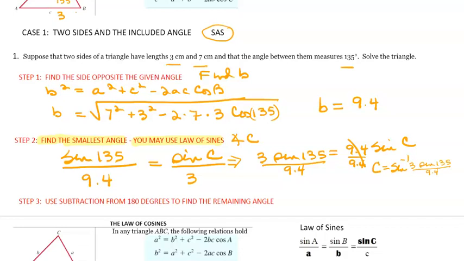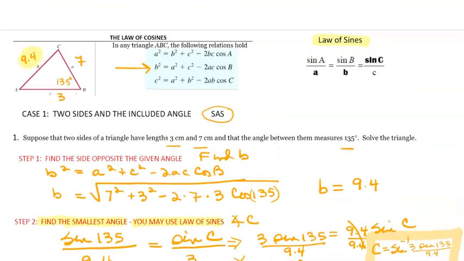So this right here in the orange box, this piece of it goes in my calculator. Let me get rid of some of that extra orange. Okay, so I'm going to say second sine, which gives me sine to the negative 1. I'm going to write in 3 times the sine of 135, close those parens around the angle, and then divide that by 9.4. Do it in one fell swoop. That will give you the angle C, and you should be getting angle C is 13 degrees.